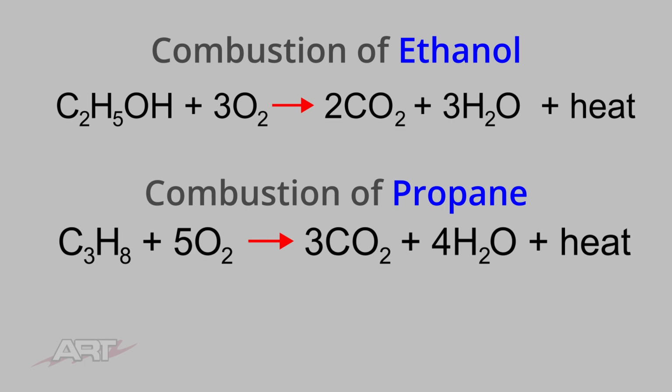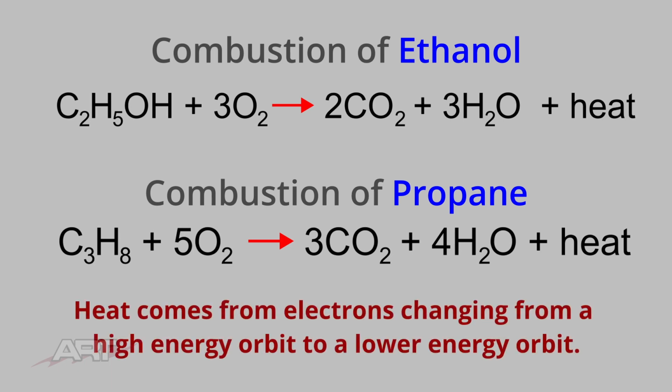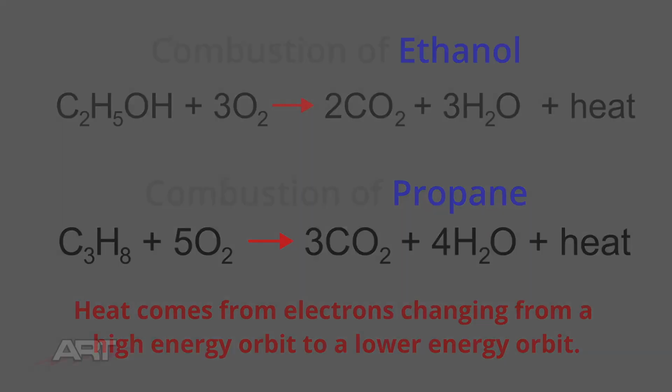But where does the heat come from? While the atoms are rearranging, their electrons are playing a sort of musical chairs. And they tend to go from an orbit of greater energy to an orbit of lesser energy. And the energy that they give up is the energy that we feel and see.